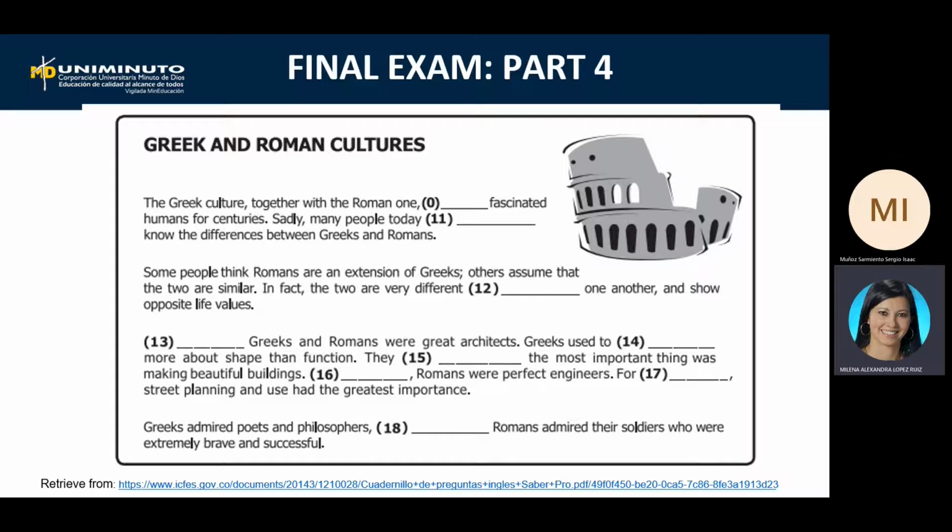So there is a tip: always read the title. For example, here it says Greek and Roman cultures. What do you think, Sergio, is this text going to be written in present, in past, or in future, according to just the title? Maybe most of it would be written in past. Yes, it is in past.